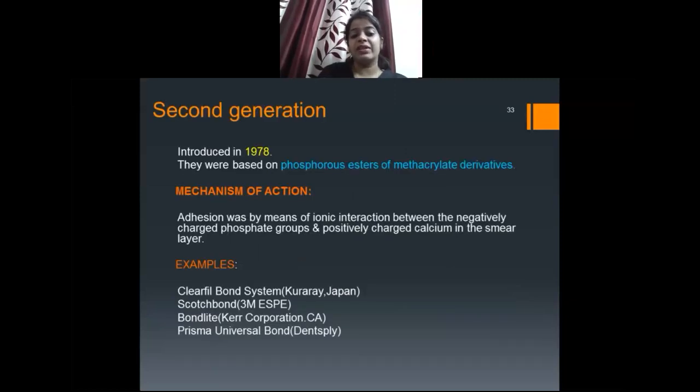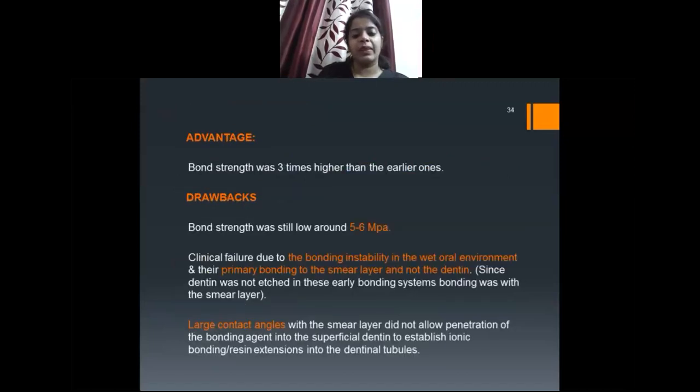Coming to the second generation, it was introduced in 1978. They were based on the phosphorus ester of methacrylate derivatives. Mechanism of action: the adhesion was by means of ionic interaction between the negatively charged phosphate group and positively charged calcium in the smear layer. Examples: Clearfil bond system, Scotchbond, Prisma Universal Bond. Advantages: bond strength was 3 times higher than the earlier one, whereas the drawback is the bond strength was still low, around 5 to 6 megapascal.